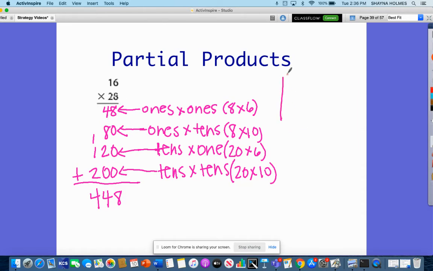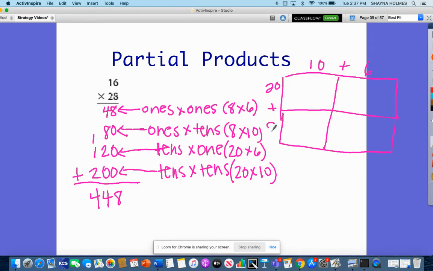So what I want to do is show you how this is related to the area model that we did. So if you remember, I think we had 10 plus 6, and then 20 plus 8 here. So these two, 20 times 10, 200. 20 times 6 is 120. 8 times 10 is 80, and then 6 times 8 is 48. You see that these are the same numbers that we have here.